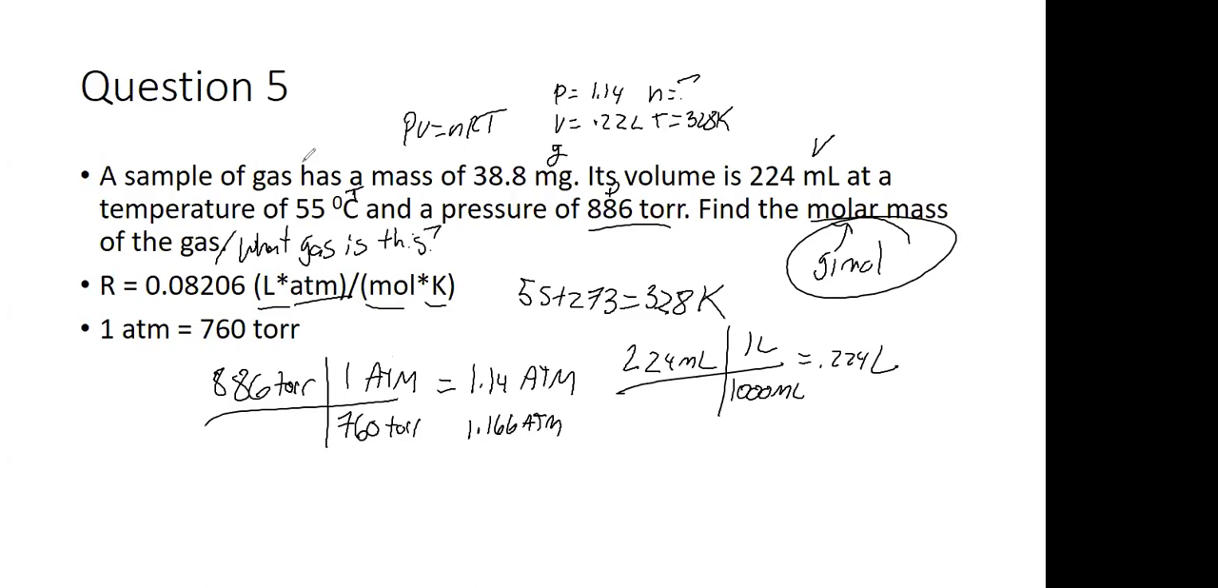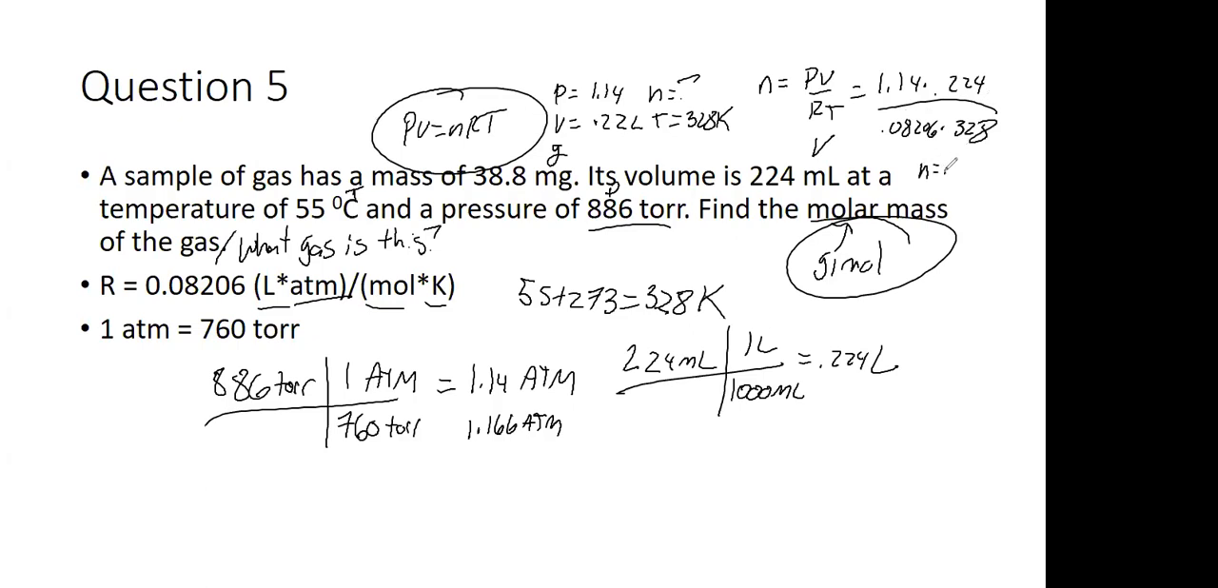So when we plug all this in, we're going to solve for n. So n equals PV divided by RT. Again, all I'm doing is rearranging that equation. P is 1.14, volume 0.224, R given 0.08206, T 328. And when you solve for this, n, again, my number is going to be a little off. I got n equals like 0.009487 moles. So all I did was look at my problem, see what variables I had, see which one I didn't have, which was moles. So solve for moles using the ideal gas law.